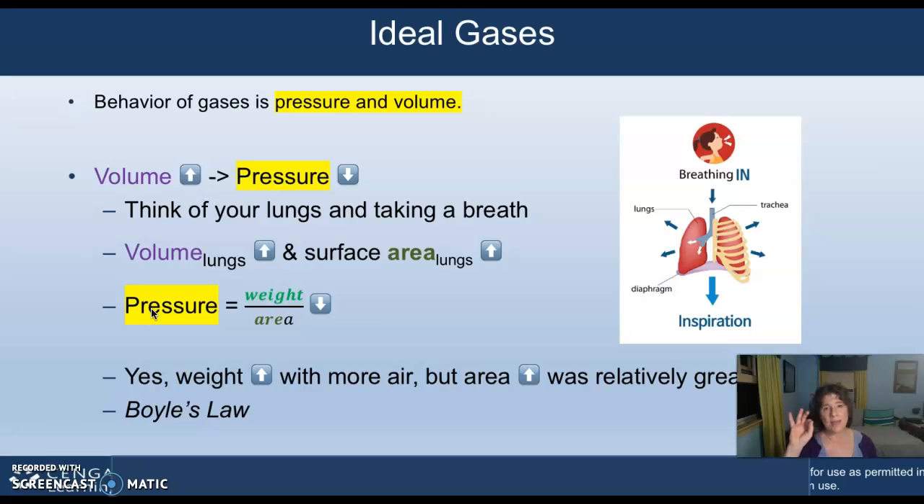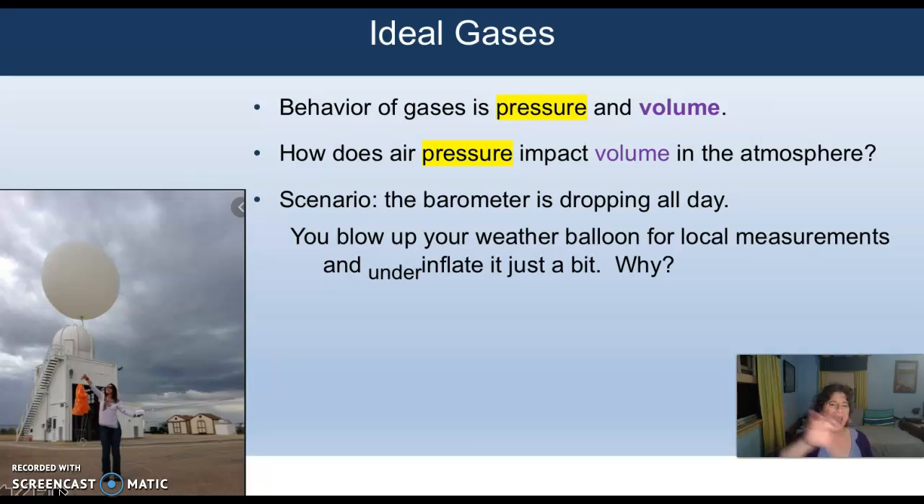Now, I hear you that I breathe in air and air has weight, so that really messes up the whole equation. The weight that you gained by the breath in was less important and less measurable than the expansion of the area that your lungs underwent. So this area becomes a more conclusive measure, and it impacts pressure more. So we say that when volume goes up, pressure goes down. Okay? Keep that in mind. We're going to look at that a little bit. How is that volume and pressure going to impact our meteorology?